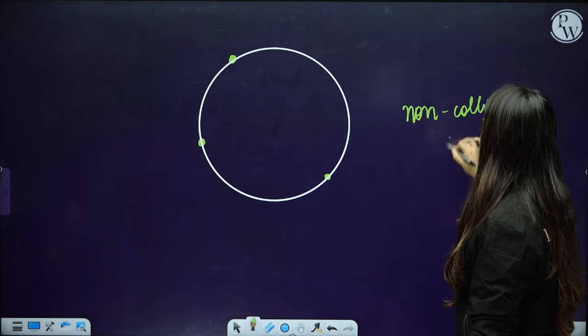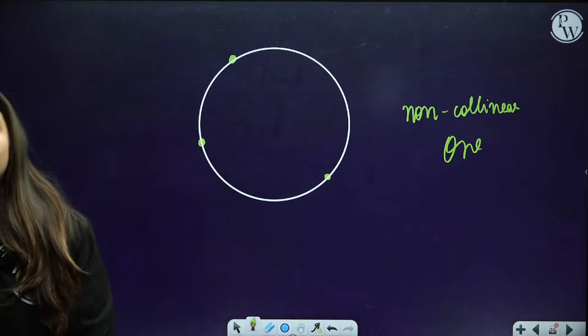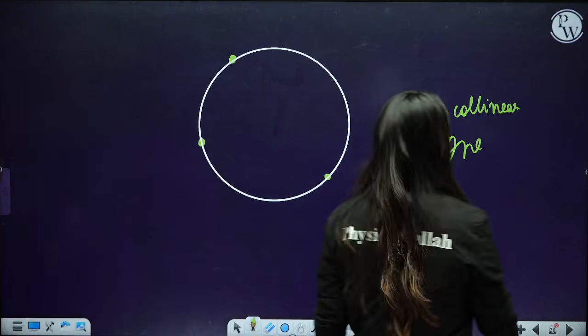Non-collinear. And only one circle can pass through 3 given non-collinear points. I hope this part is clear.